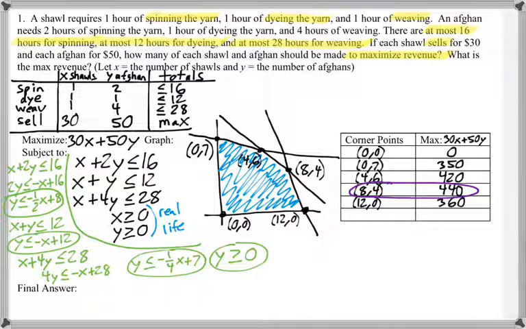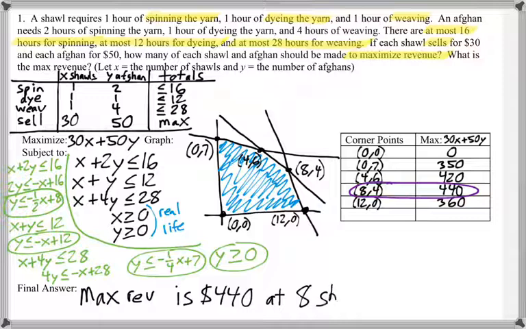But because this is an application question, we need to put some kind of context to this. So this means that the maximum revenue is $440, and this is at 8 shawls and 4 afghans.